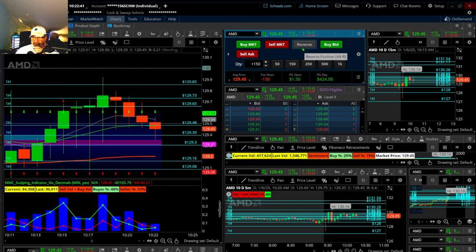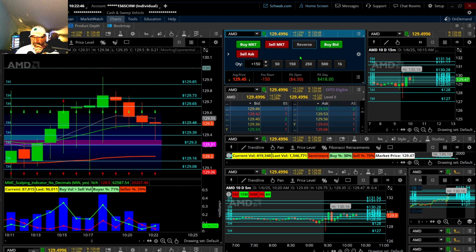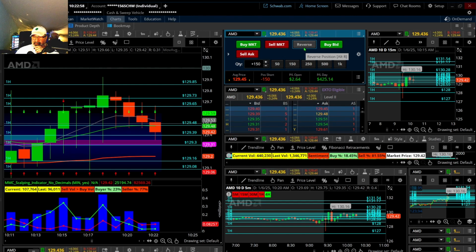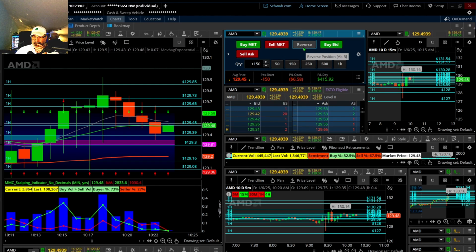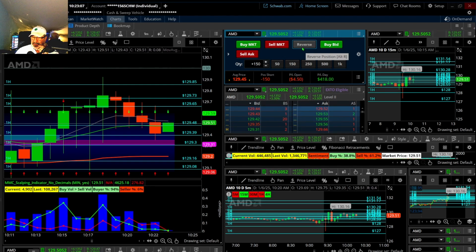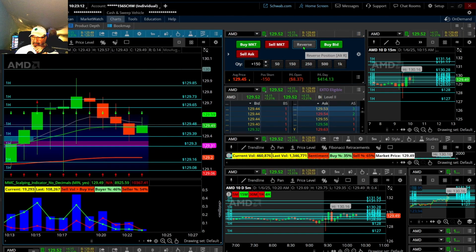I'm actually going to reverse. I think I made like $8 there. It does look like it's going to continue to go down. I have it at 129.45 now. It's reversing. It's reversing. Can we get to $500 today, or am I going to go back down to $400?